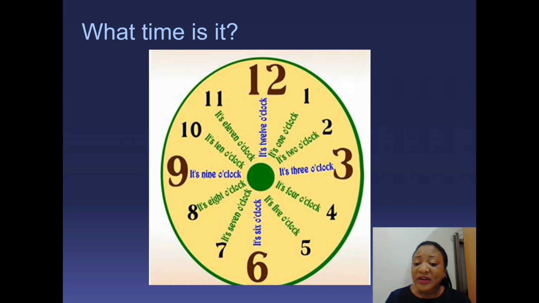Like in my song, I was teaching, it's 1 o'clock, it's 2 o'clock, it's 3 o'clock, it's 4 o'clock. That's why it's always good to teach students with songs. Some songs are not only meant for primary or nursery students. Some mature songs can be sung in the classroom because it helps to remember vocabulary so easily. So when I ask them, what time is it? They will respond, it's 1 o'clock, it's 2 o'clock, it's 3 o'clock, until 12.